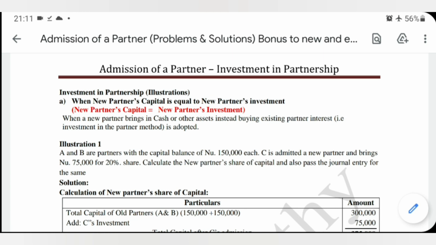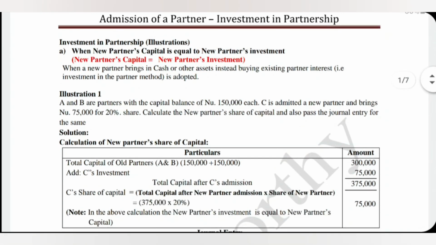We can see some illustrations with regard to the investment in the partnership. A and B are partners with a capital balance of 150,000 each. C is admitted as a new partner and brings in 75,000 for a 20% share. Calculate the new partner's share of capital and also pass the journal entry for the same. First, in this illustration, you are required to calculate C partner's share of capital, and also you have to pass the journal entry.